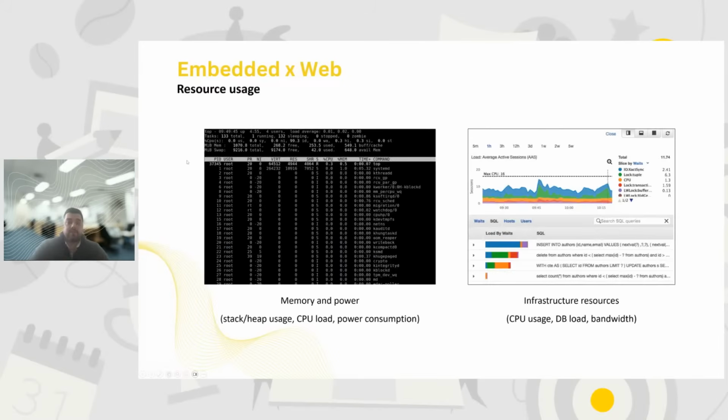Then we spoke about performance, but now we have resource usage. In embedded, resource usage is really, really important, and so is managing the resources. It's important to keep our memory clean, keep the performance of our system, etc., and keep the resources at the best usage. For that, we should control, for example, CPU load, power consumption, stack and heap usage, memory, whatever. We have some parameters that can be controlled in the same way as in the web and mobile, where we have CPU usage, database load, bandwidth, etc.